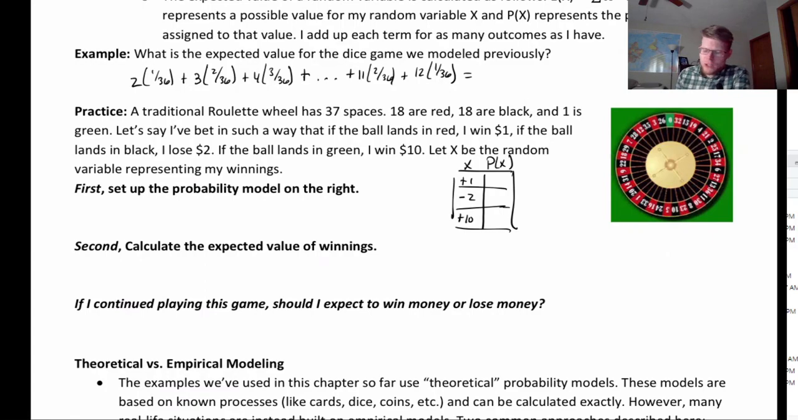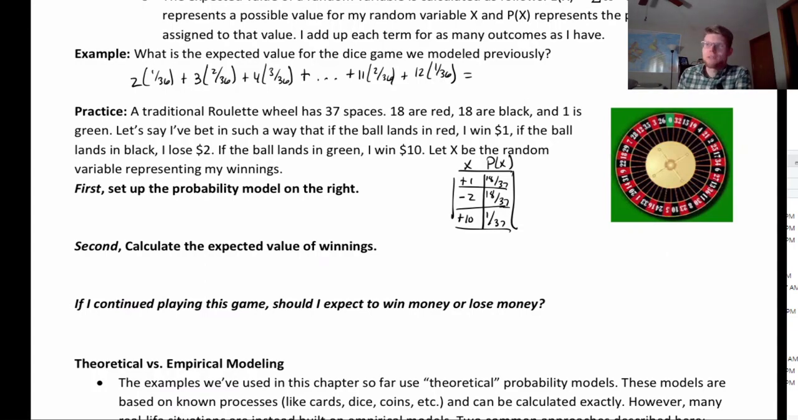Now, the probability of each of these outcomes depends on what the color is that we're working with, right? So for winning $1, that's going to be landing in a red, and there's 18 out of 37 ways to do that. Losing $2 is also going to be 18 out of 37 possibilities, and winning $10 is going to be 1 out of 37 possibilities. So there's our probability model on the right. We have our outcomes represented as our winnings, and our probability represented as the likelihood of landing in each of those assigned spaces.